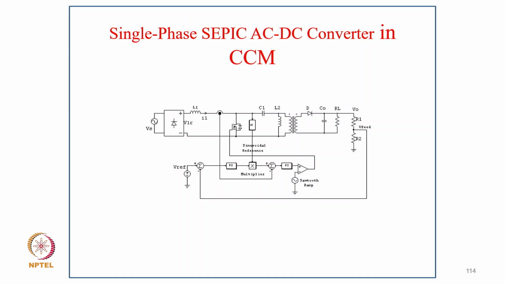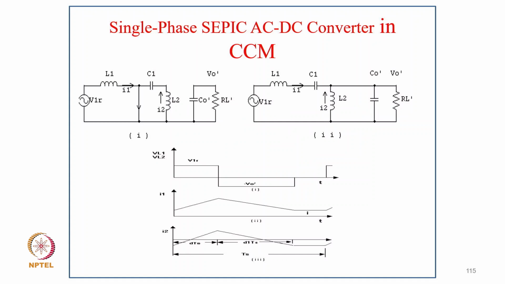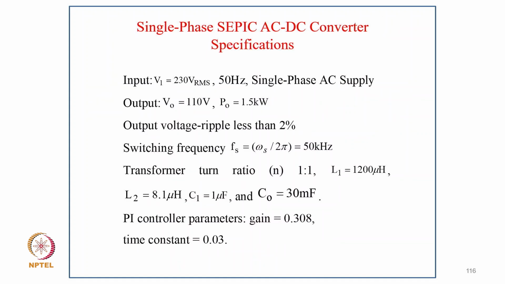In CCM, of course, the output voltage is regulated, but after that we have to sense the input voltage and input current, as shown in the diagram for the control. The control has to be modified accordingly. And this is in case of CCM, where you typically have two modes.